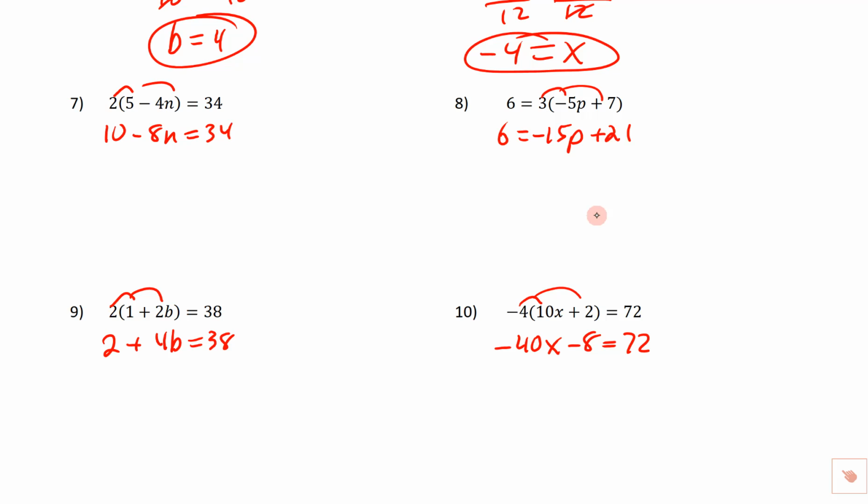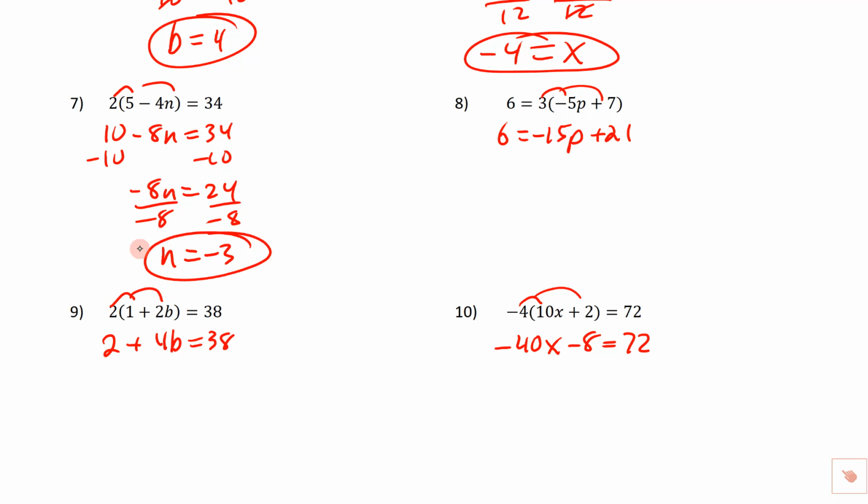What we get at this point, every single one of these, they're all structured the same. They are all two-step equations at this point. So we're going to get rid of the 10. So this is going to be, let's see, negative 8n. 34 minus 10 is 24. We're going to divide by that negative 8. Don't forget the negative. Okay, so we get a negative 3 right here.